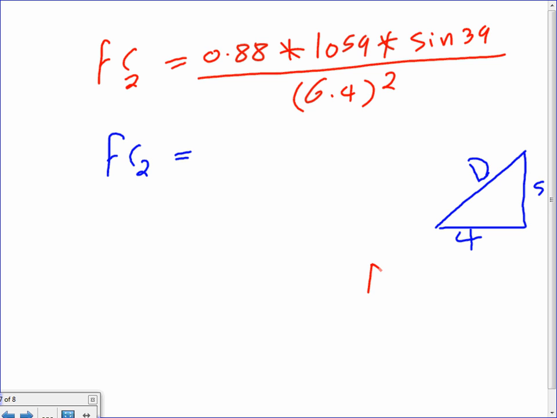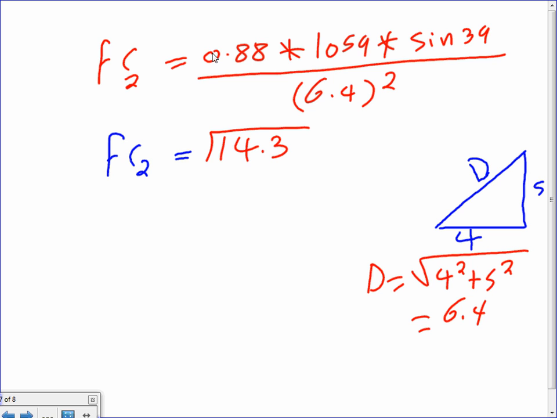Here's how we find the distance. D equals the square root of 4 squared plus 5 squared. If I did that right, this should get you 6.4. Can you guys check that? You need to find the distance. So foot candle 2 equals 14.3.